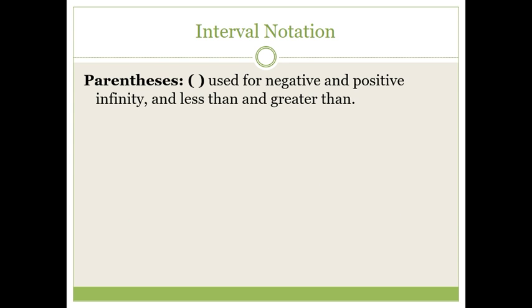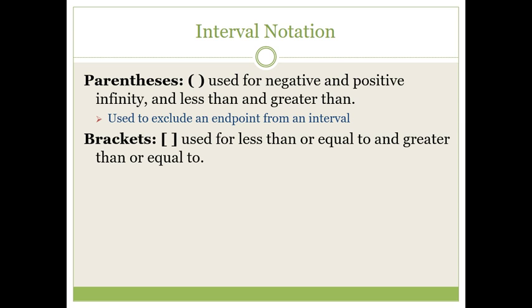All right, interval notation. We use the parentheses to indicate that we are talking about something that is strictly less or strictly greater than something else, meaning we don't want to include those numbers. We also use them for positive and negative infinity. So just to recap, we exclude an endpoint from an interval with a parenthesis. Now the brackets are used to indicate either less than or equal to or greater than or equal to, and we use that to indicate that we want to include that endpoint in the interval.